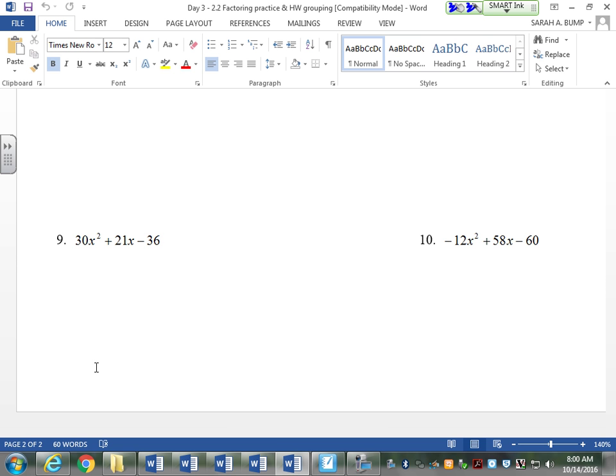So all terms in this trinomial have a greatest common factor. So we can start off by taking out a GCF. The GCF of 30, 21, and 36 is going to be 3. They don't all have an x, so we can't factor out an x. So we'll take out the 3 from everything first, so divide all the terms by 3.